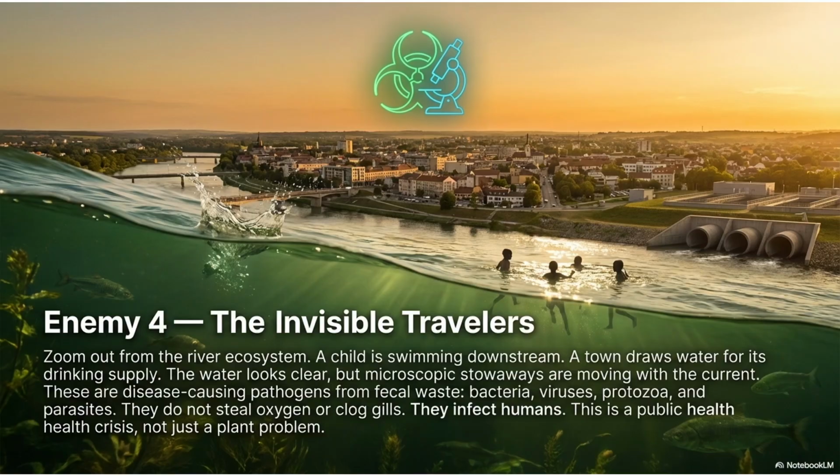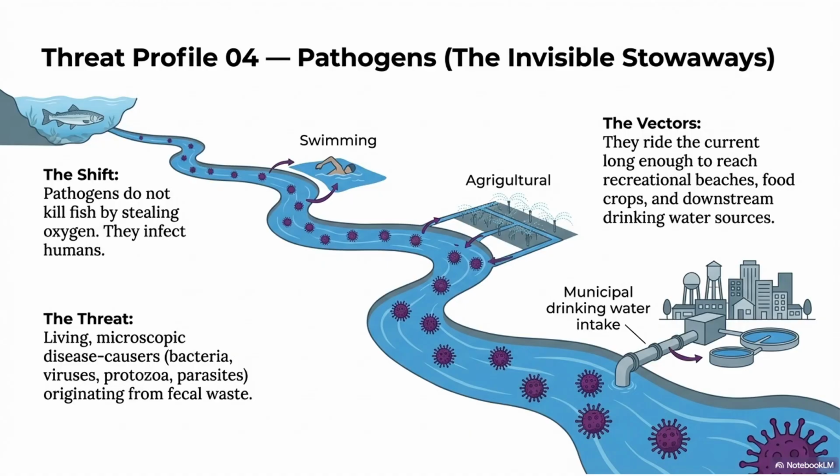They are biological threats. Unlike BOD or TSS, pathogens do not kill fish by oxygen removal. They infect humans. Common indicators used in permits: E. coli, fecal coliform. Pathogens can include bacteria, viruses, protozoa, and parasites.